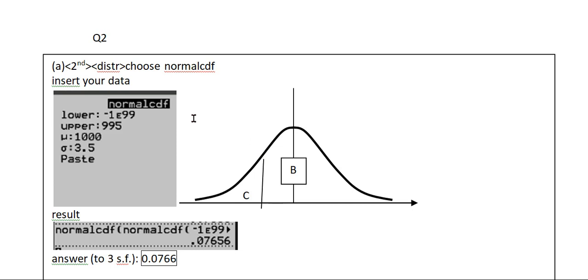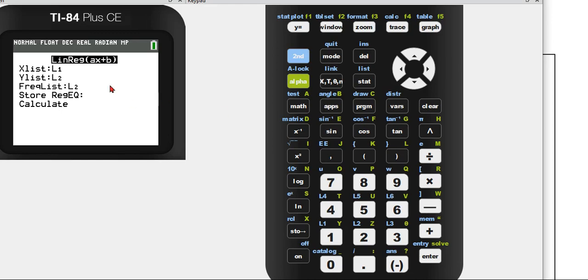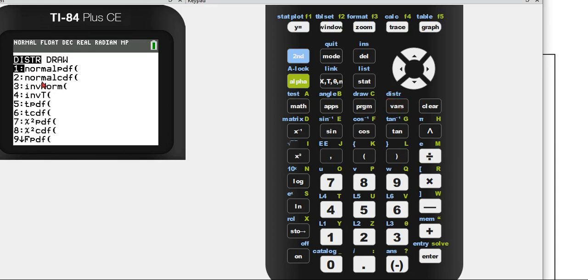So we are going to use normal distributions. This is why we use a calculator. Normal distribution is second distribution. We need normal cumulative distribution.